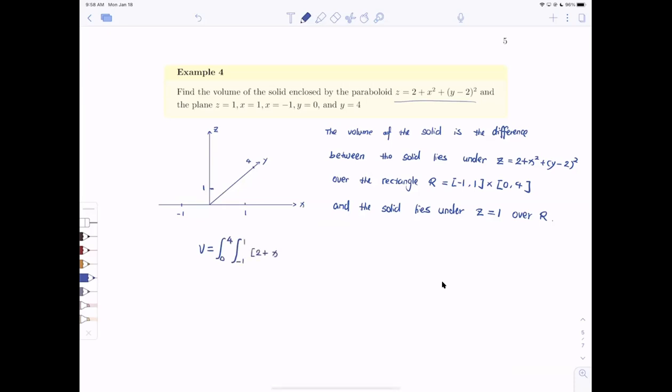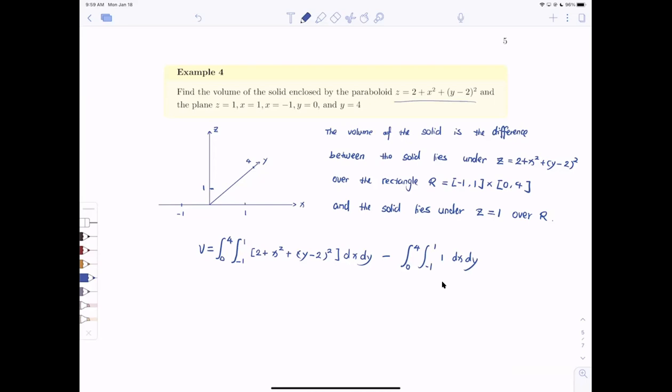The integral of 2 plus x squared plus y minus 2 squared dx dy minus, again, 0 to 4, negative 1 to 1, and this one is 1 dx dy. Alright, so that's example 4. Any question? You can do the rest yourself. I'm pretty sure you can do that yourself.